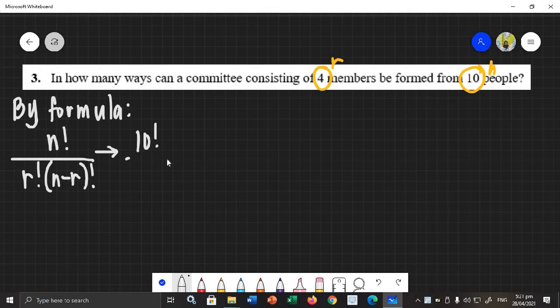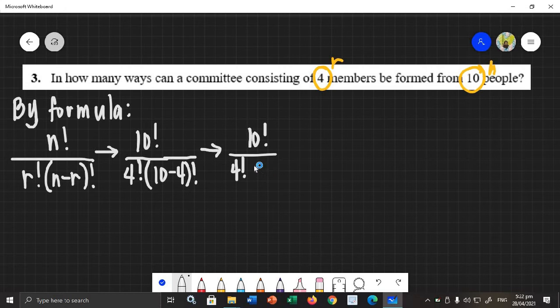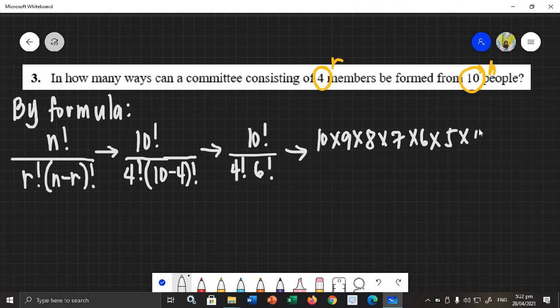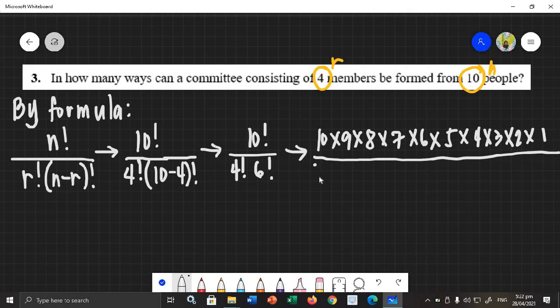So you have 10 factorial all over 4 factorial times quantity 10 minus 4 factorial. Then we have 10 factorial all over 4 factorial. 10 minus 4 is 6 factorial. Then expressing this, we have 10 times 9 times 8 times 7 times 6, so on and so forth, up until 1. And then all over 4 factorial is 4 times 3 times 2 times 1. And then 6 factorial.